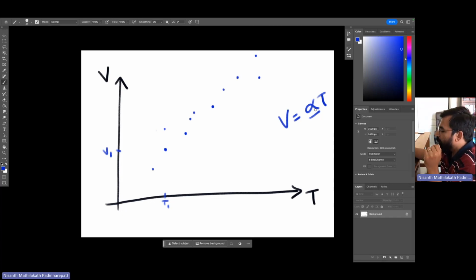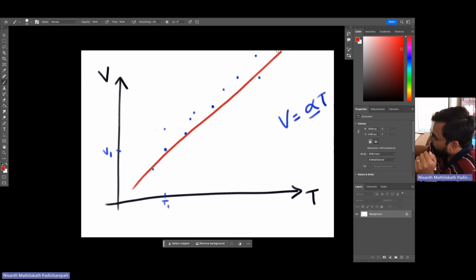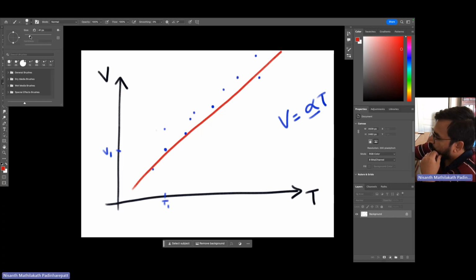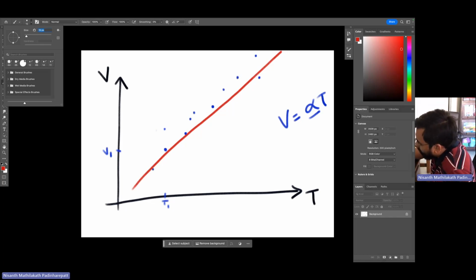How do we find it out? A linear model means it's a line, so we can draw a line like this. How do we understand whether this line is correct or not? We will have to measure the error. What is the error here?